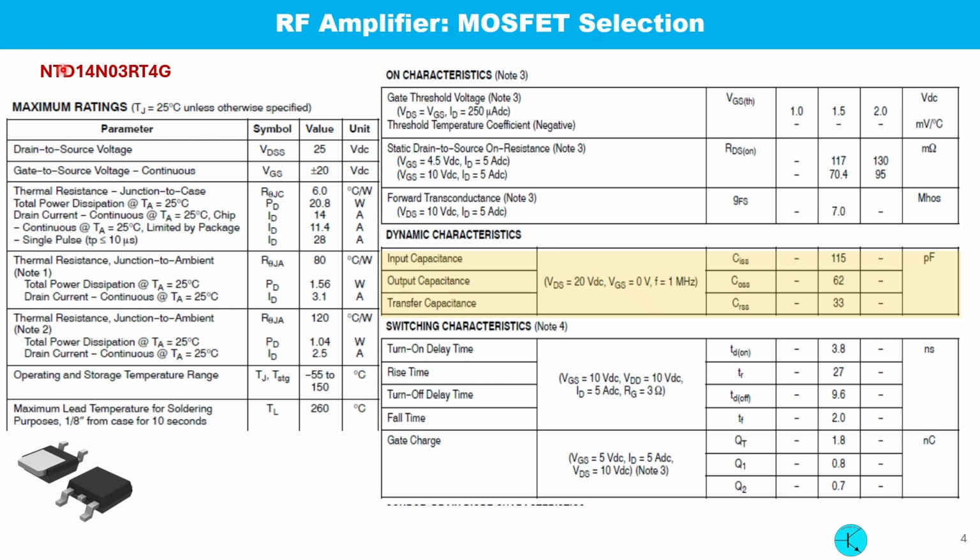I chose this MOSFET due to its low input capacitance. You can see the input capacitance. It is 115 picofarad. The only limitation of this MOSFET is this drain to source voltage, which is 25 volt. And sometimes we need a higher operating voltage for an amplifier.